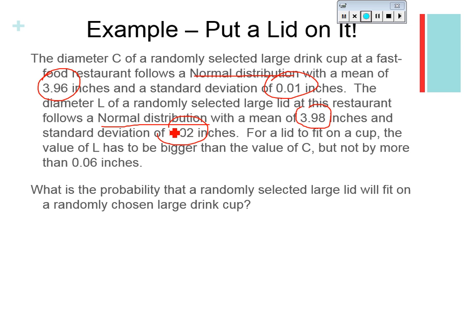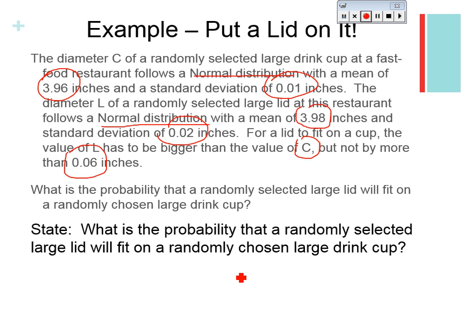For a lid to fit on a cup, the value of L has to be bigger than C, meaning the lid has to be bigger than the cup, but it can't be bigger than 0.06 inches. So we don't want the lid to be too big that it will not fit on the cup. So the question says, what is the probability that a randomly selected large lid will fit on a randomly chosen large drink cup? So in terms of state, plan, do, conclude here, first thing I have is this. What is the probability that a randomly selected large lid will fit on a randomly chosen large drink cup?